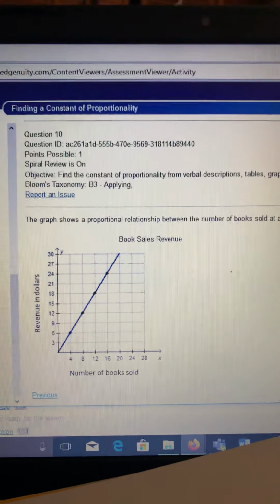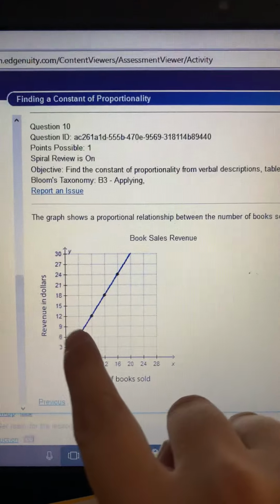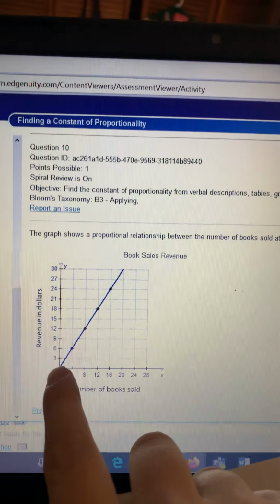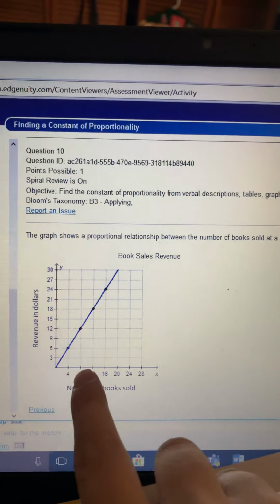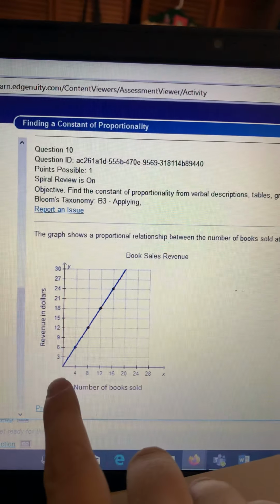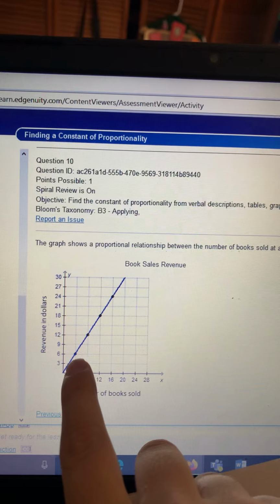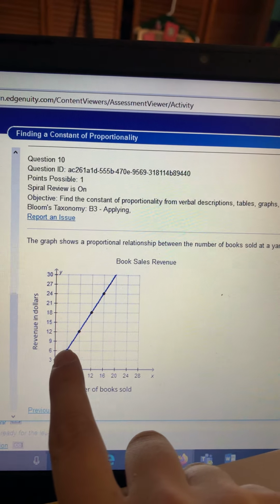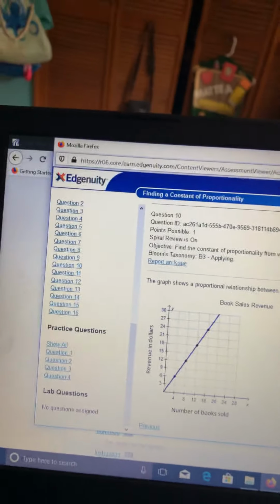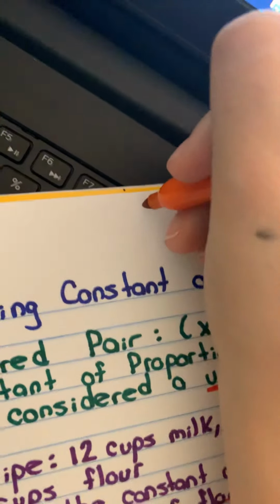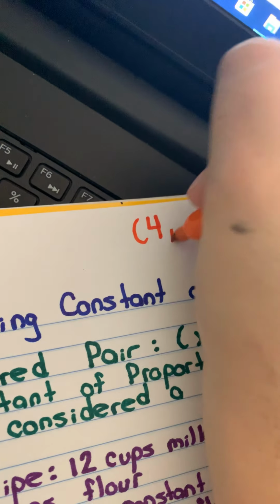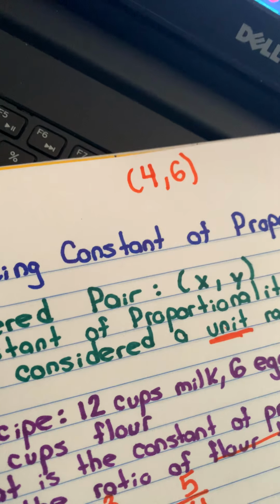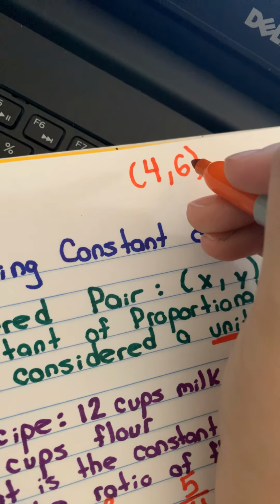I just need to look at one ordered pair. And you can see how there's a bunch of different dots. You can pick any one of them. I like to pick the first ordered pair. Remember, when you get an ordered pair, you go left or right first, then up or down. So I'm going to go over to where that dot is, right under it. The 4 is right under the dot, and then go to the side, 6. So I know my ordered pair is going to be 4, 6.